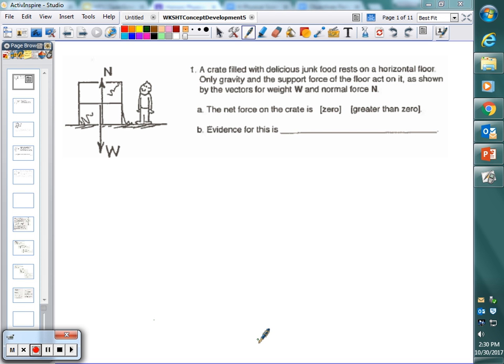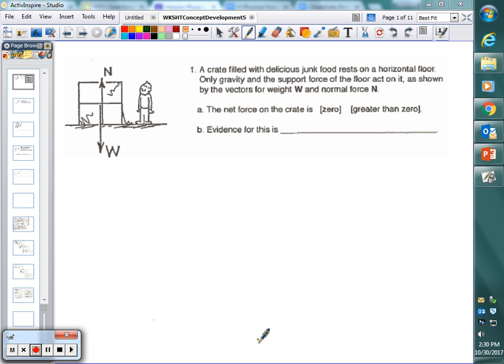So that being said, up here, number one, it says a crate filled with delicious junk food rests on a horizontal floor. Only gravity and the support force of the floor act on it as shown by the vectors for weight, W, and normal force, N. First, what do we call this picture on the left-hand side? Diagram. What kind of a diagram? A free body diagram. All right?